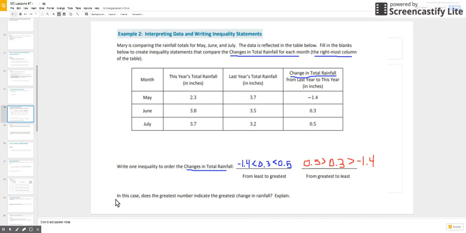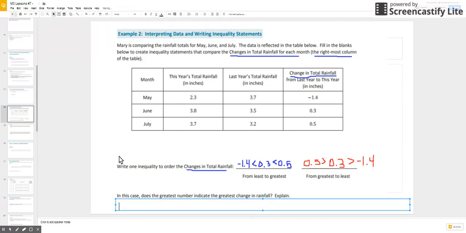The answer is no. Now I want you to fill in the rest. I want you to write a statement about what is the biggest change. Is 0.5 the biggest change, or is negative 1.4 a bigger change? So go ahead and pause the video for a minute. Try to write down an explanation of why the answer would be no, based on what I said and based on the numbers presented. When you're done, come back and play the video and go over a couple more examples.